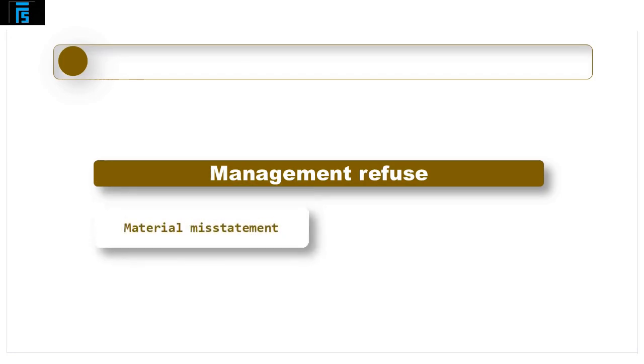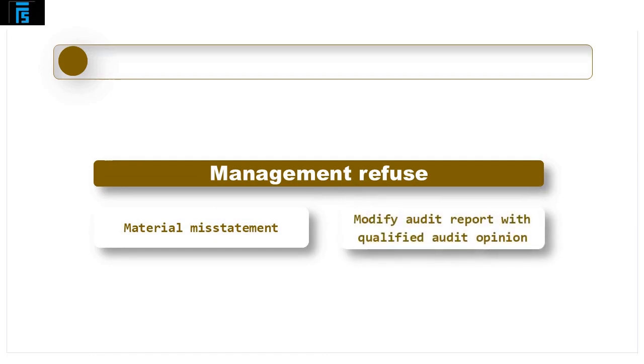If the auditor has concluded that this is material, then this will impact on the audit opinion. If management cannot be persuaded to make the changes, it is likely that the audit report will be modified with a qualified opinion due to a material misstatement.